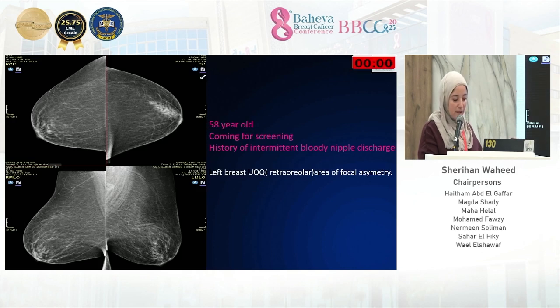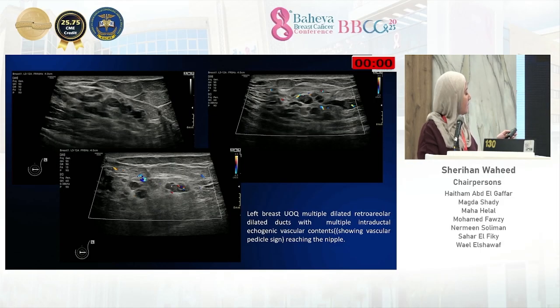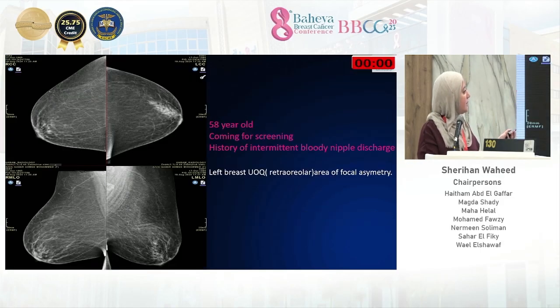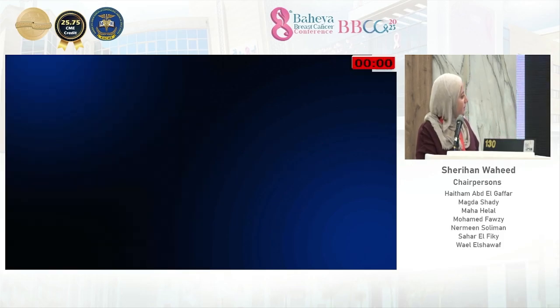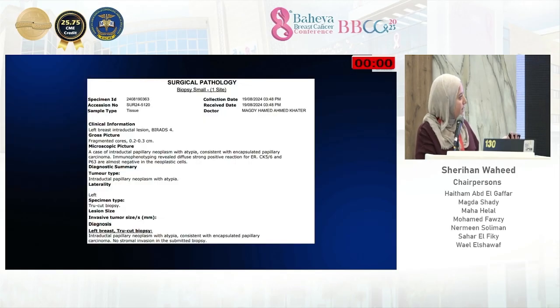This is a 50-year-old coming for screening with a history of intermittent bloody nipple discharge. The left upper outer quadrant shows an area of focal asymmetry. By ultrasound, we have multiple dilated retroareolar ducts with multiple intraductal echogenic vascular components. And this was a case of intraductal papillary neoplasm.